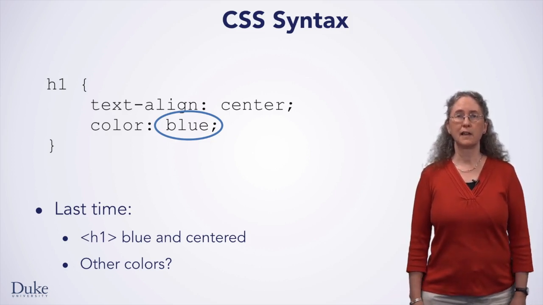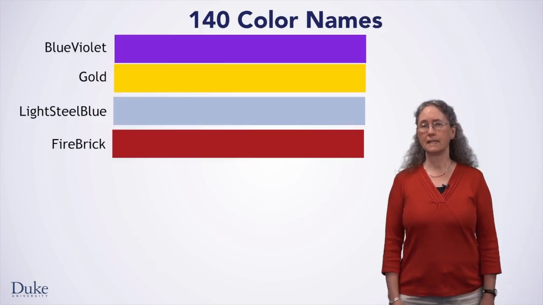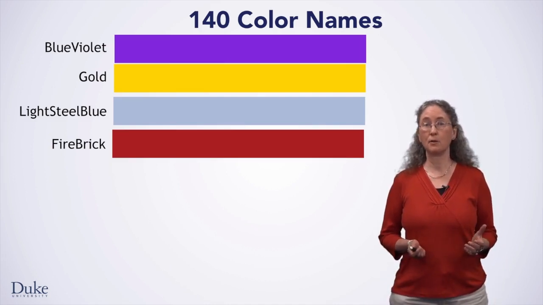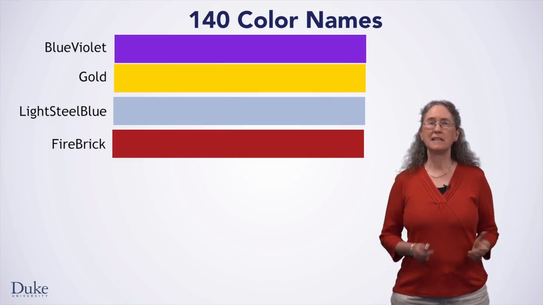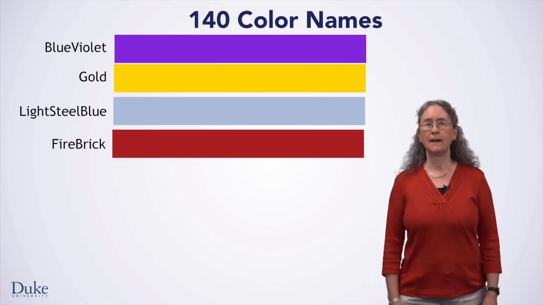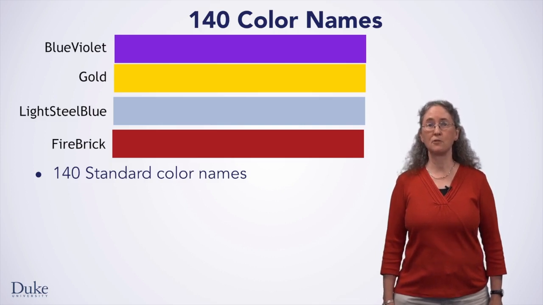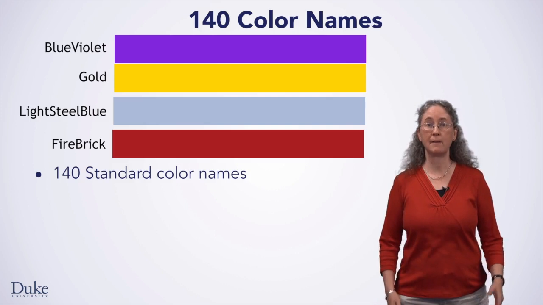But you might want to design a web page with more sophisticated color choices. CSS supports a much wider variety of color names, giving you the ability to choose some nice shades of different colors. Here's a few of my favorites. Blue violet is a nice shade of purple. Gold is of course gold colored. Light steel blue is a nice bluish gray. And fire brick is a deep red. In fact, there are 140 standard color names, giving you a wide selection of colors to choose from by name.